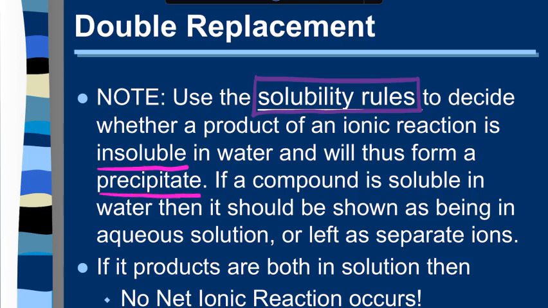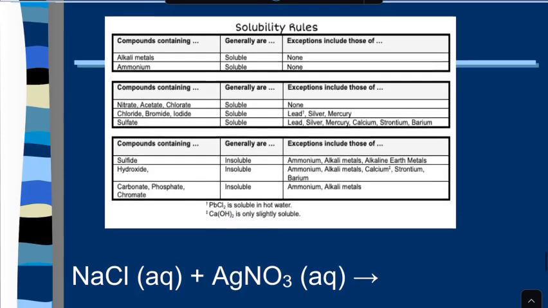is a solid. If the compound is soluble in water, then it should be shown as aqueous, and if both products in the solution are soluble, then no net ionic reaction occurs. And we'll go into more of this left as separate ions and this no net ionic reaction more in our next set of notes. But let's take a look at what we need to know in this set of notes.